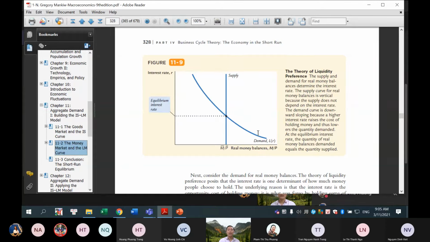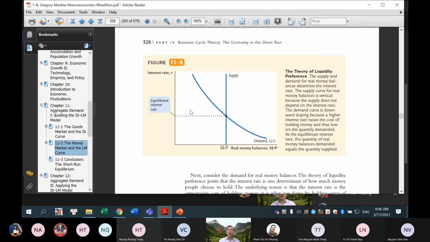But as you see, the demand curve will not stay here forever. The money market can change. The money demand can change. The money supply, which we assume is determined by the central bank, will be fixed here. But the money demand can change.